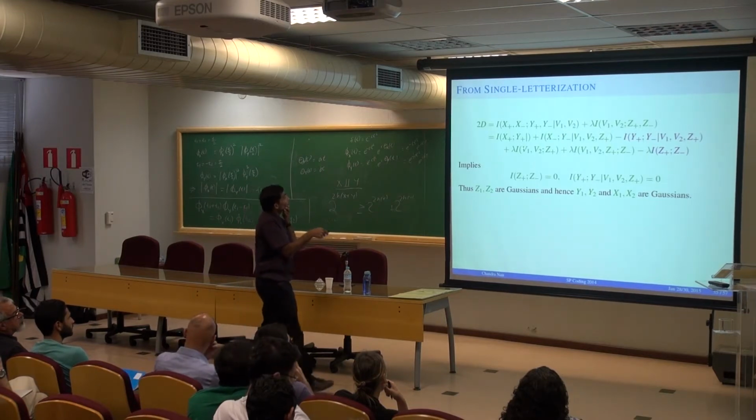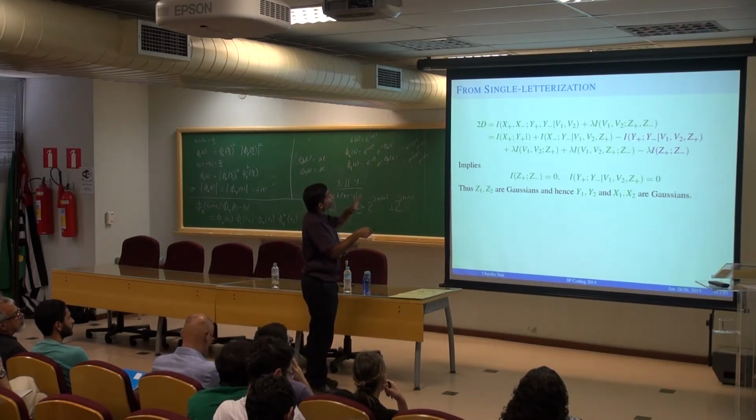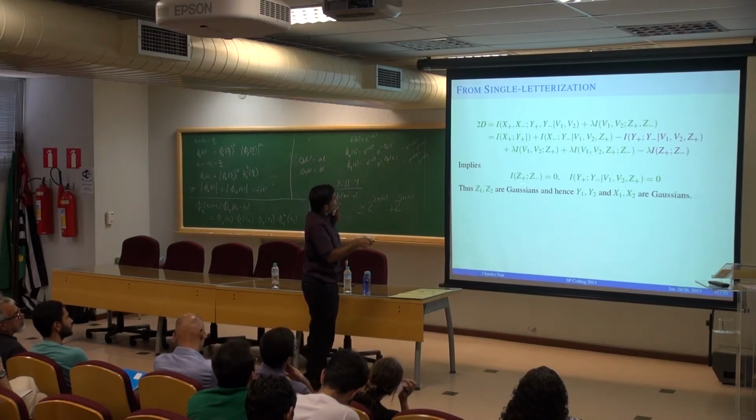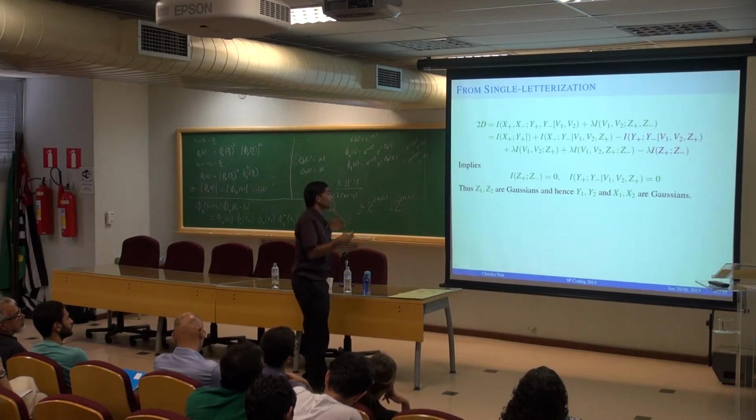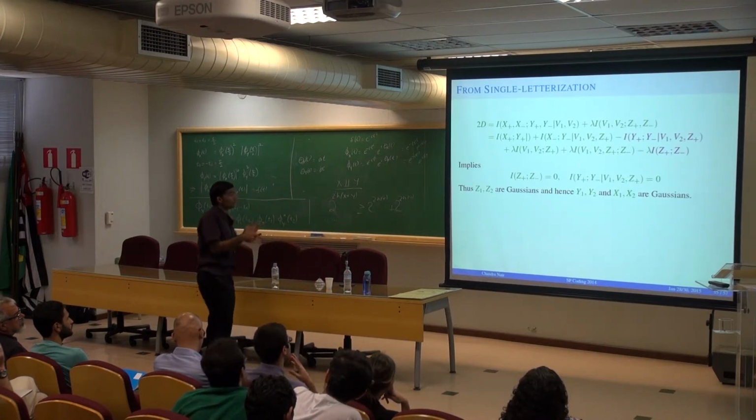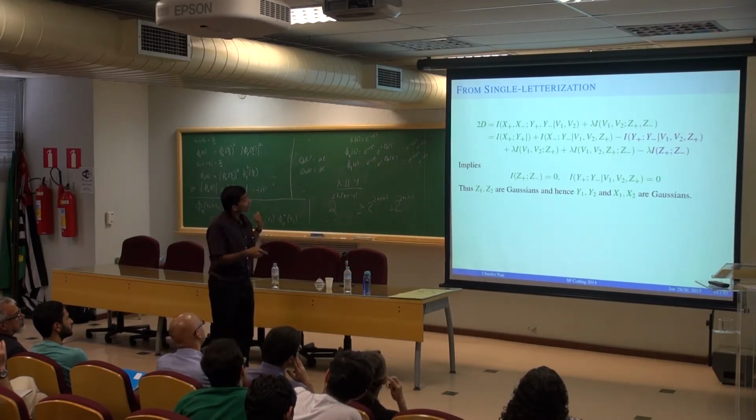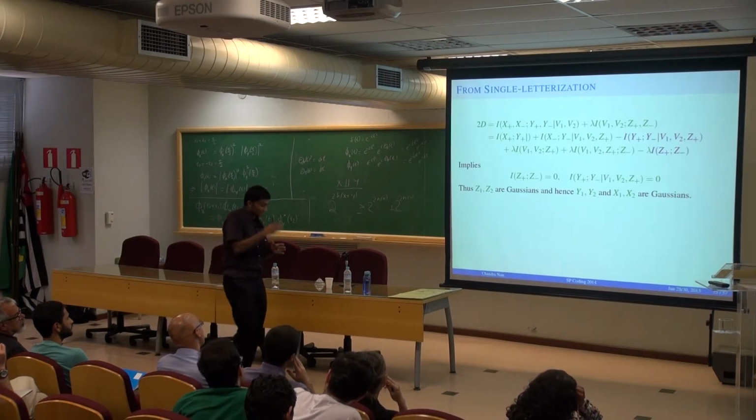Right? Because this is at most D, and this is at most D. So if the whole thing is equal to 2D, then this must be 0 and this must be 0. If this is 0, we already get that Z1, Z2 must be Gaussians. Hence Y1, Y2, and X1, X2 are Gaussians. But that's not enough. Why? Because we also need to show the conditional distribution is Gaussian.